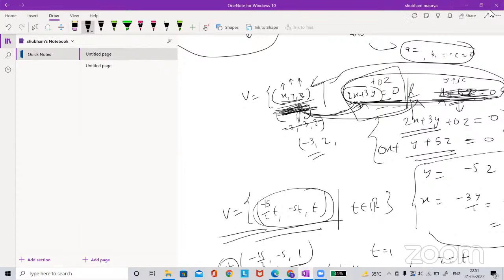Because y and z are working as independent. Because z is 0 times, there is no effect of z. But yes, 2x can be written as minus 3y and z is any value. So there are two independent variables. That's what you mean to say.